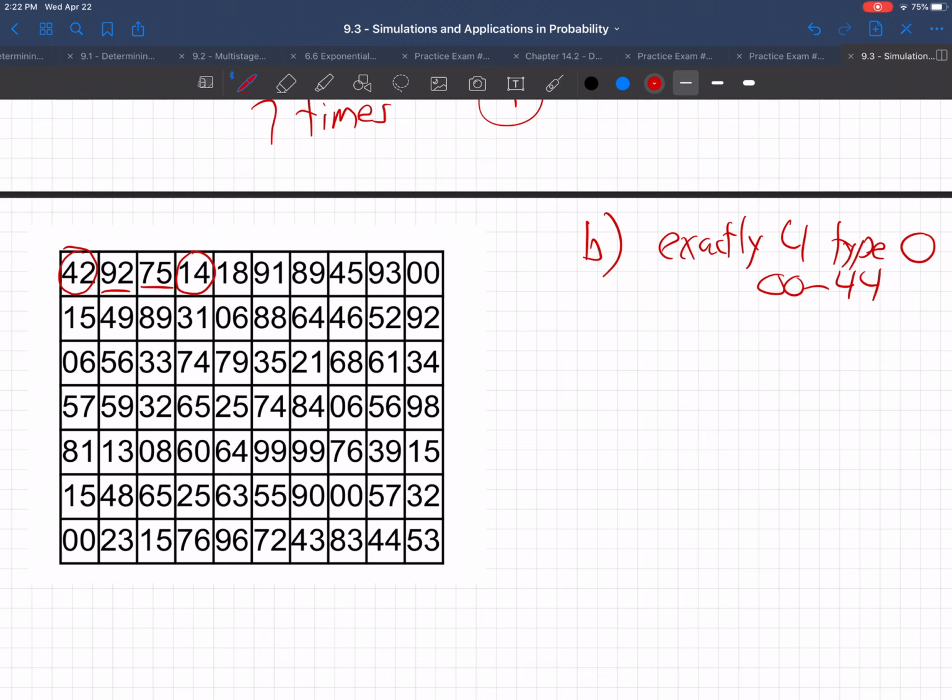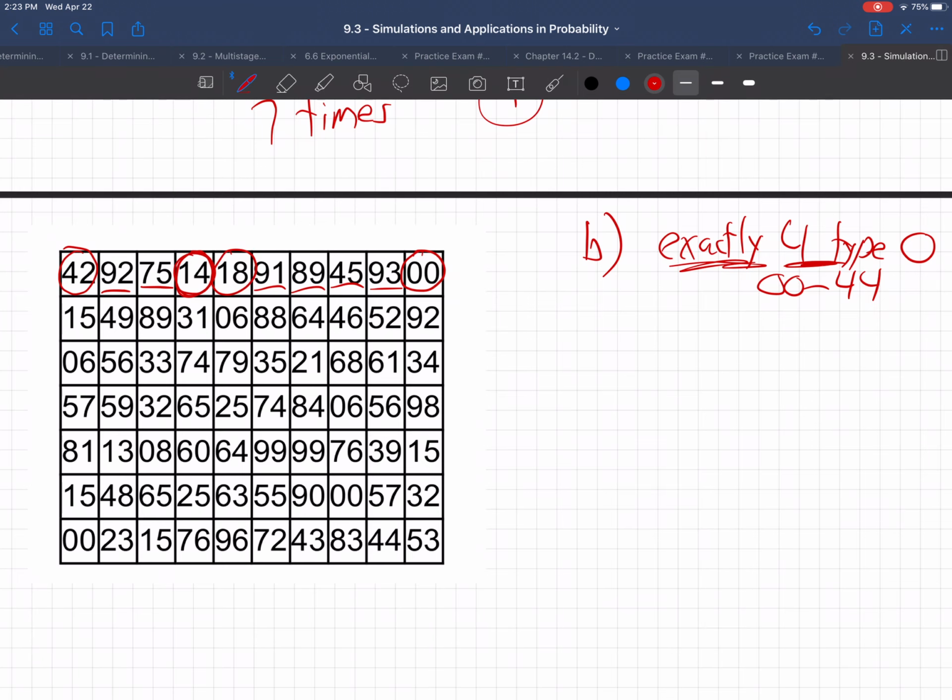We're on the 14 right now. We've had 4 patients come in, and 2 of them have had type O. Keep going. We need to have exactly 4. So here, the next patient, yep, that's 3 with type O blood. We just need 1 more. 91, no. Next patient, 89, no. Next patient, 45, no. Next patient, 93, no. Next, 00, yes. Stop right there. So that is 4 people with type O blood.